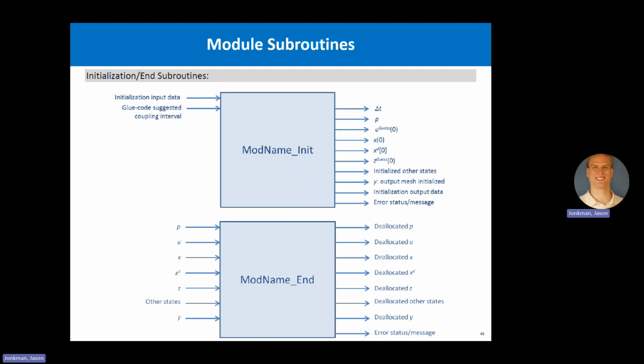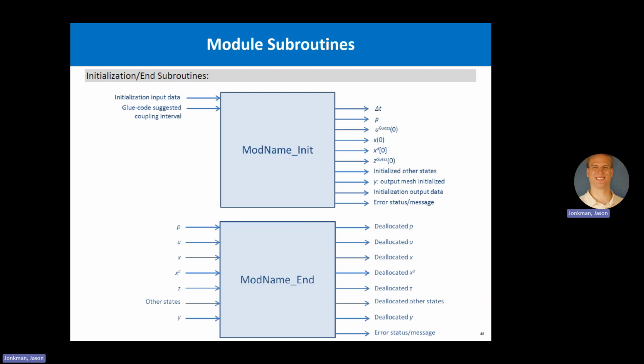We send it any initialization input data, like if that module needs to be initialized based on someone else's output, that's what goes in there. The suggested time step, the DT you define in the glue code, also gets sent to the module to say, you can use that value or not, but that's the one we're recommending from the glue code. And you can see everything that the init routine sets. It sets its own time step, whatever that is.